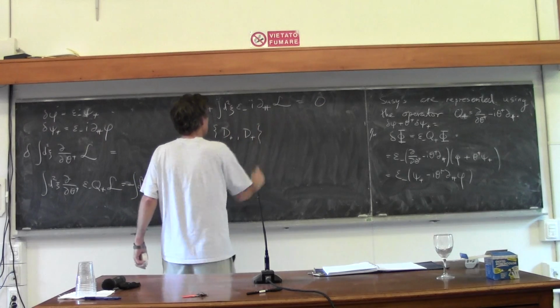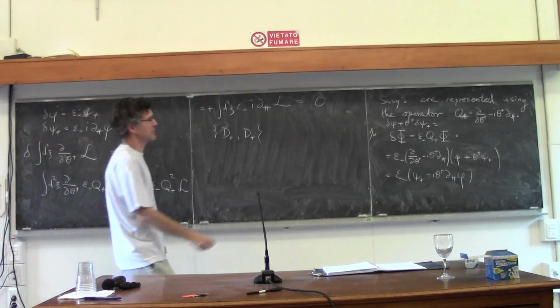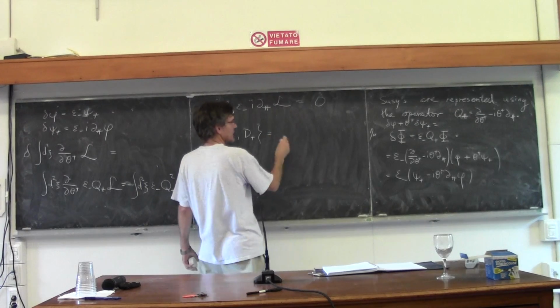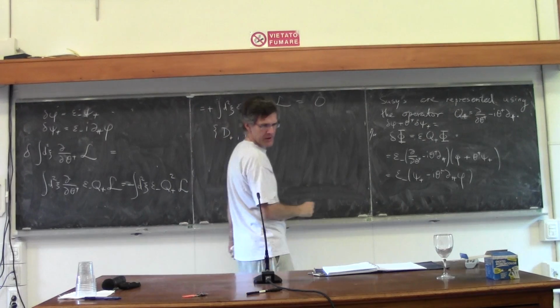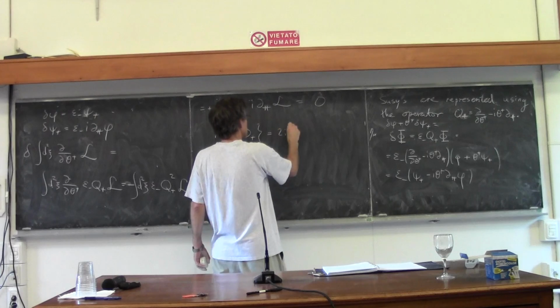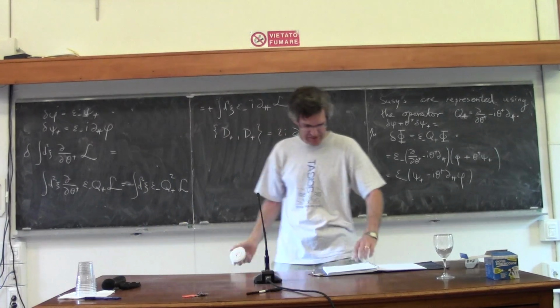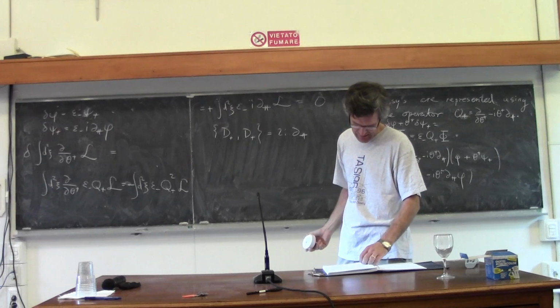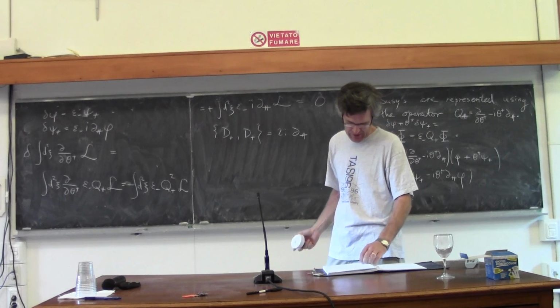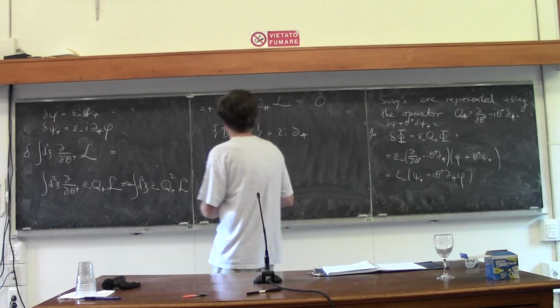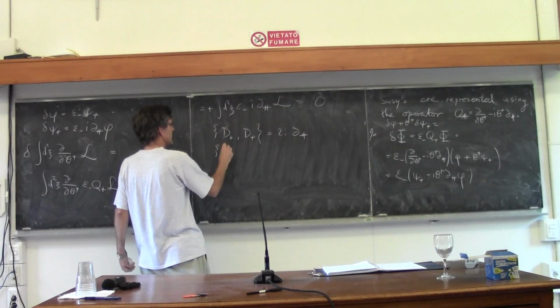Okay, so the important points here are the supercovariant derivatives, which fulfill anti-commutation relations of this type. You can compute them if you want, and the Q's, which I'm calculating with the D's.